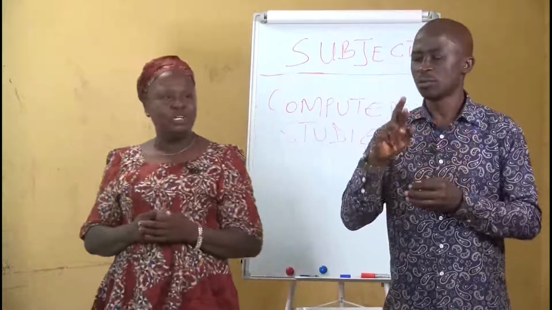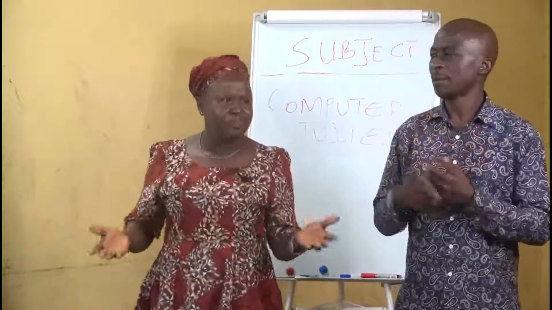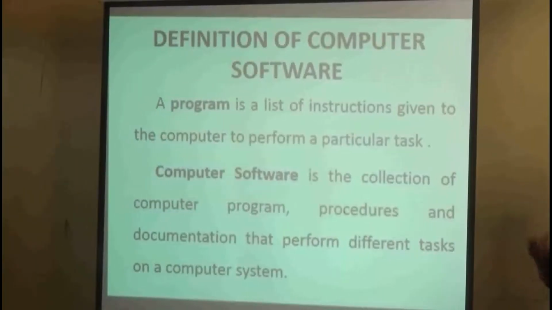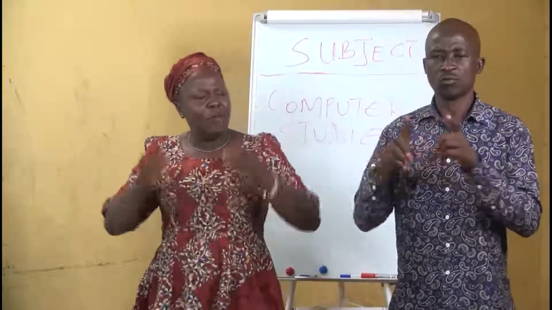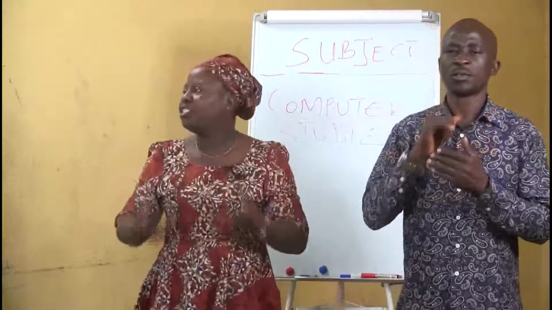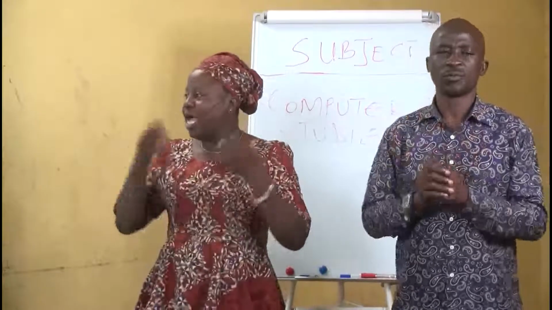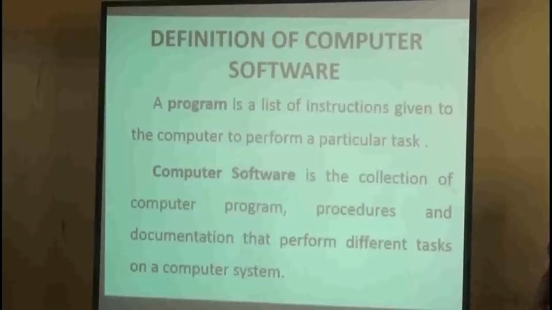Before we go into the definition, we are going to consider a program. What is a program? A program is the list of instructions given to the computer to perform a particular task. Now that we understand what a program is all about, learners, let's go straight to the word computer software. What do we understand by the computer software? It is the collection of computer programs, procedures, and the documentation that perform different tasks on a computer system.